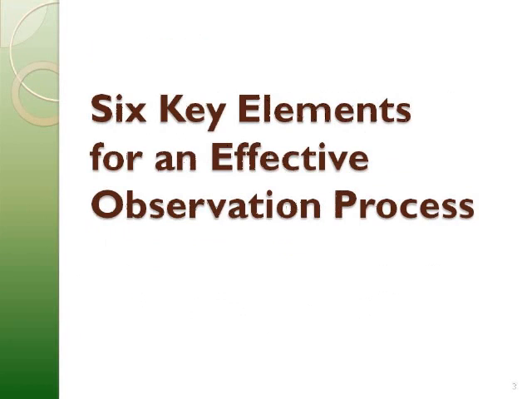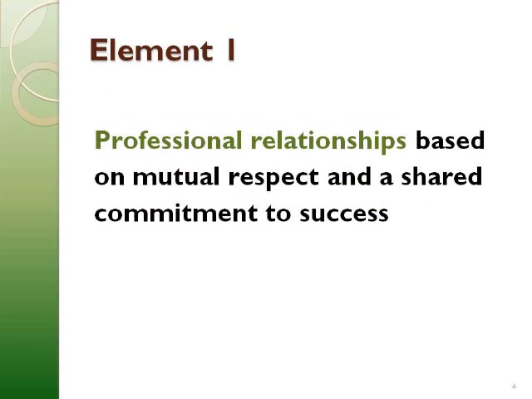As I mentioned, there are 6 elements for an effective observation process that I am going to be addressing. Number 1 is professional relationships based on mutual respect and a shared commitment to success. This may seem obvious to you. However, I think it's something that many administrators and teachers take for granted and that really need and can be improved upon with some reflection.